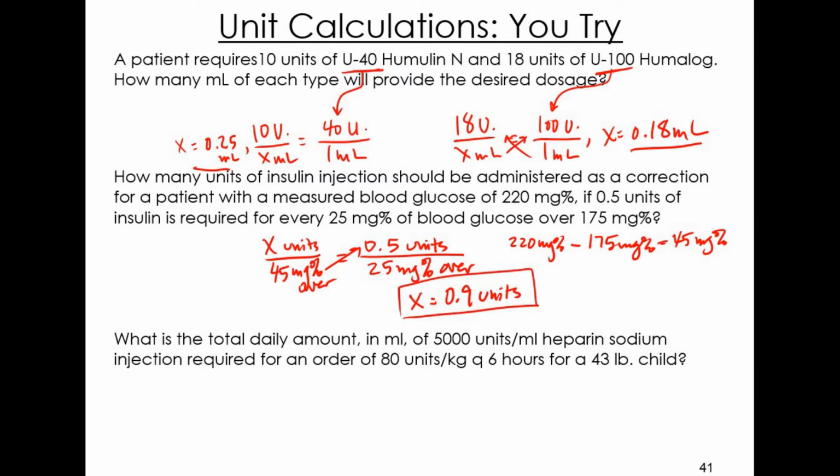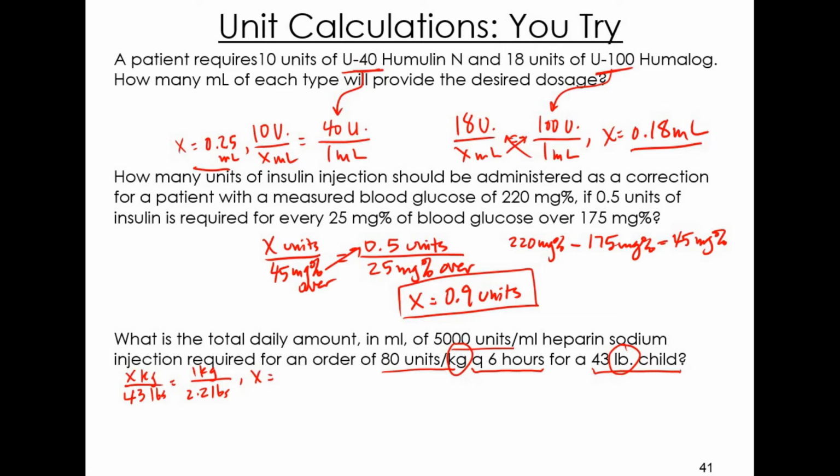All right, the final one. Total daily amount in milliliters of 5,000 units per mil heparin injection that's required for an order of 80 units per kilogram every 6 hours for a 43-pound child. Okay, well, let's start with the weight-based part of the dosing. Again, we have this pounds versus kilograms thing going on. So how many kilograms for 43 pounds if there's 2.2 pounds per kilogram?